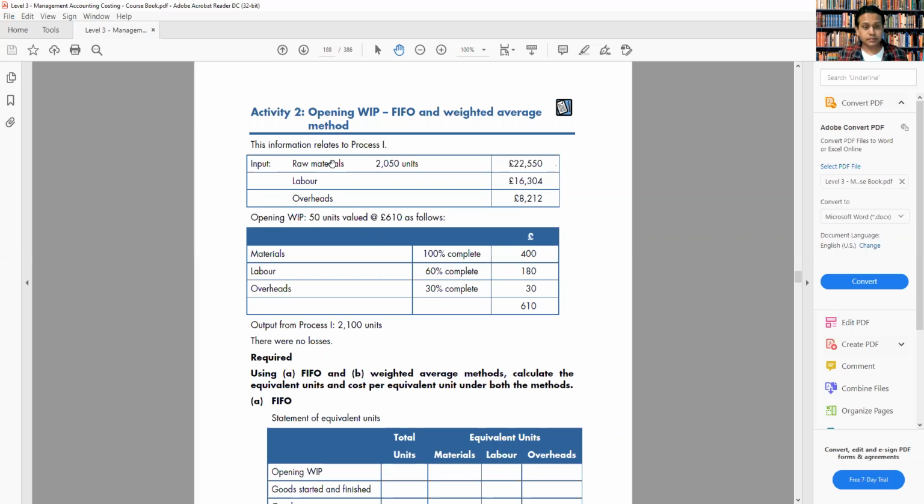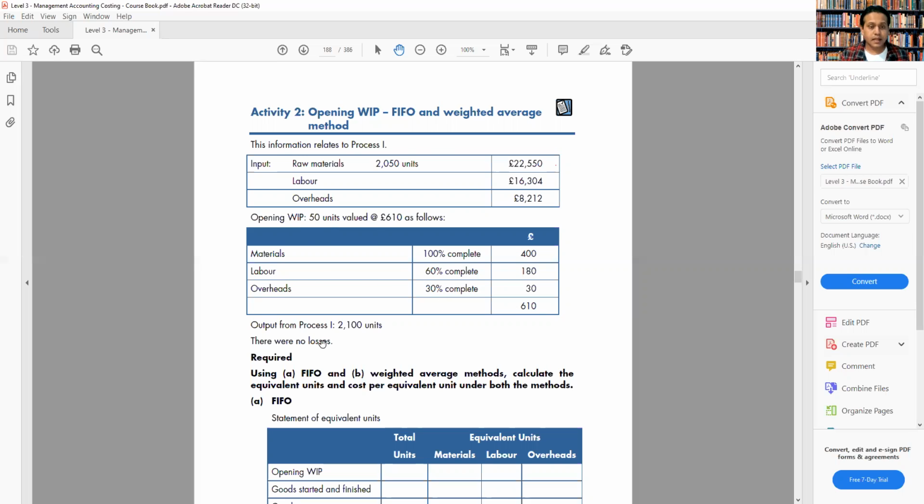Okay, let's read this question. So we have a raw material, the total unit we can see 2050. The cost is 22,550. Then labor 16,304. Overhead 8212. The opening WIP, it is 50 unit and the value is 610. This is the breakdown of the 610, how we end up with the 610. So material is 100% complete, labor is 60% complete, overhead is 30% complete.